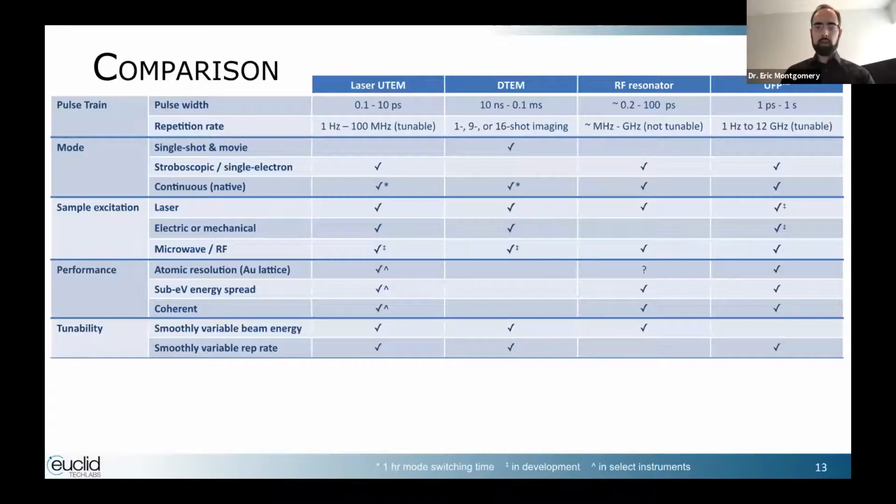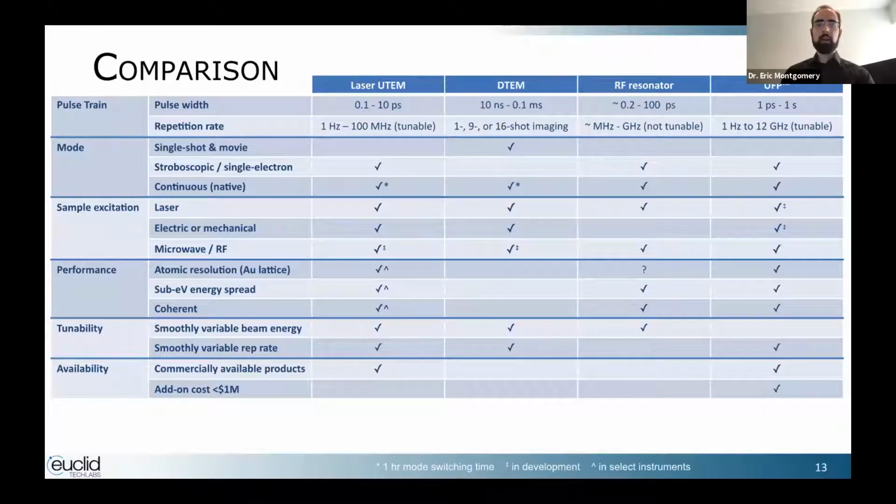Tunability is smoothly variable in terms of beam energy. So you could change from 200 kilovolts to say 100 or 80 kilovolts on your instrument, unless you're doing the UFP, because that requires a phase match between the electron velocity and the propagation of the traveling wave. Smoothly variable rep rate is possible for all but the RF resonator approach.